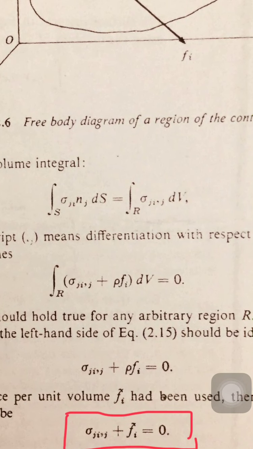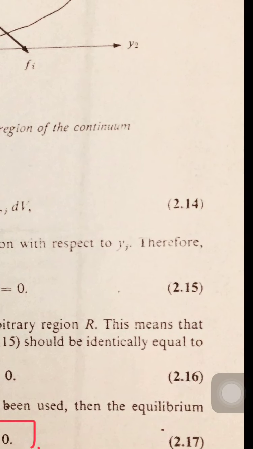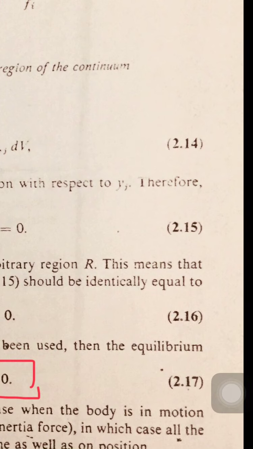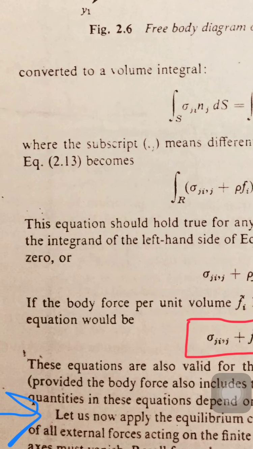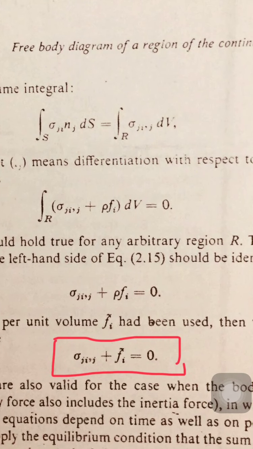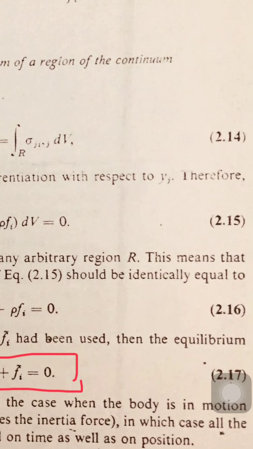So both integrals are coming into the region integral. So we get 2.14 by using Gauss theorem and 2.15, because both integrals are coming into the region part and dv should be common. So we get sigma ji comma j plus the second part integral giving rho fi dv is equal to 0. Okay, this equation should hold true for any arbitrary region R. We are taking an arbitrary region R.